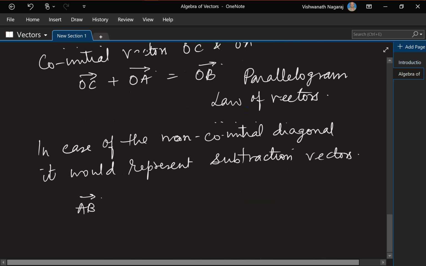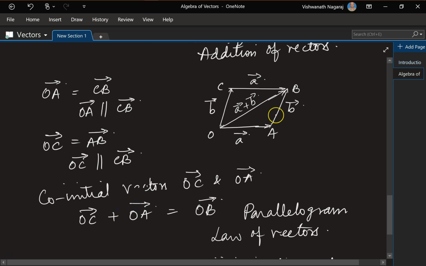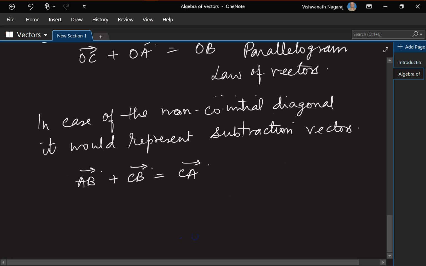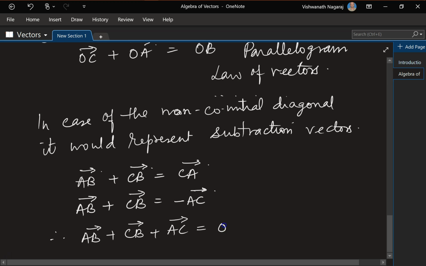AB plus CB. Now here in this case they are coterminal, that means they end at the same point, is equal to CA. Now we can just change this to AC. So when we change CA to AC, what is happening? The direction is reversing. So which means AB plus CB plus AC is equal to 0.